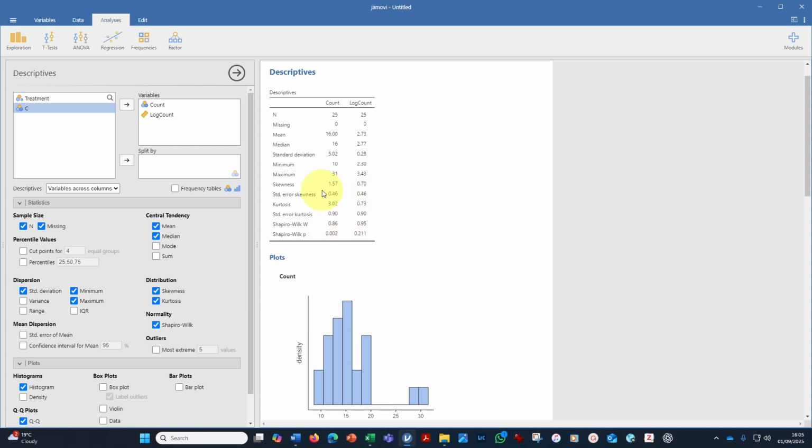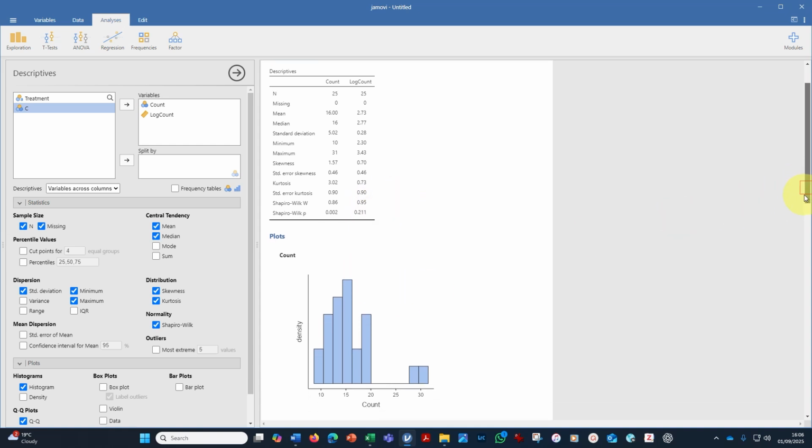So if I look here at my skewness, you can see that the skewness of the new data is really reduced. Standard error of the skewness has stayed the same, but that is no longer an issue. Kurtosis has dropped from 3 to 0.73, so that is much more within the normality. Standard error is staying the same. The Shapiro-Wilk test p-value was 0.002. It's now 0.21, well above our 0.05 significance threshold. So we are not significantly different from a normal distribution.